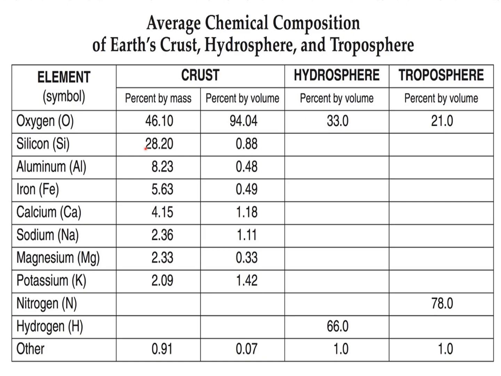Once again, here we have the three spheres that we talked about: hydrosphere, troposphere, and the crust portion of the geosphere. And we have the average chemical composition. For the crust, we have both percentage by mass and percentage by volume. Notice that they are slightly different. Okay, and in the hydrosphere, notice we have a lot less materials, and the troposphere as well. We have a lot less materials making them up.